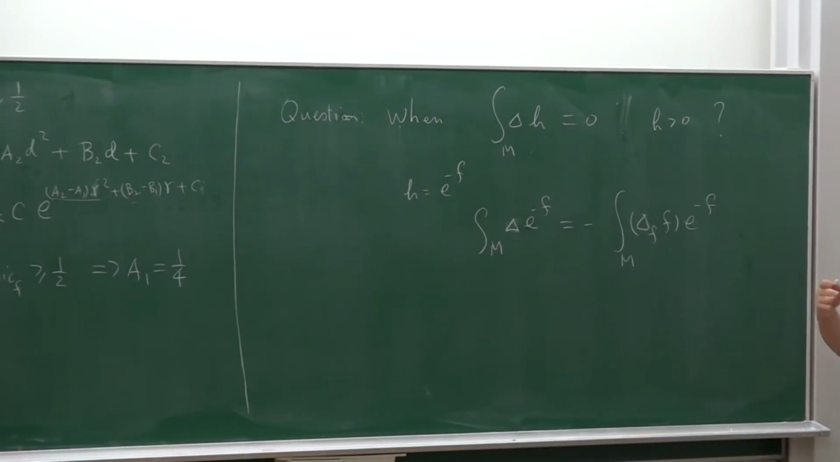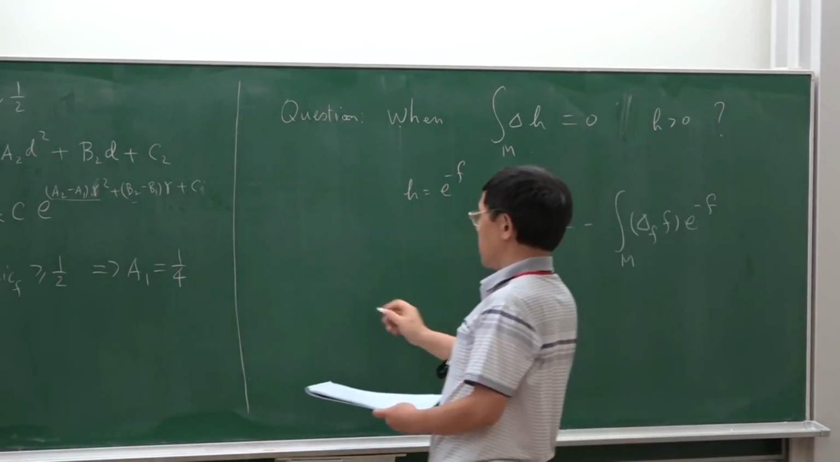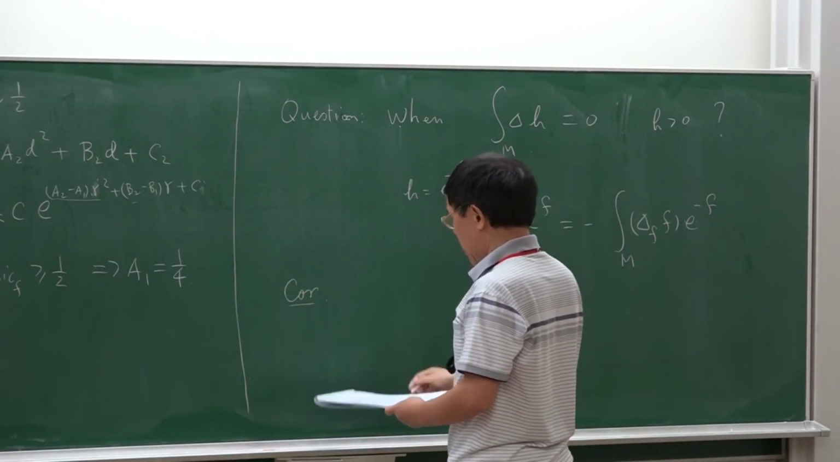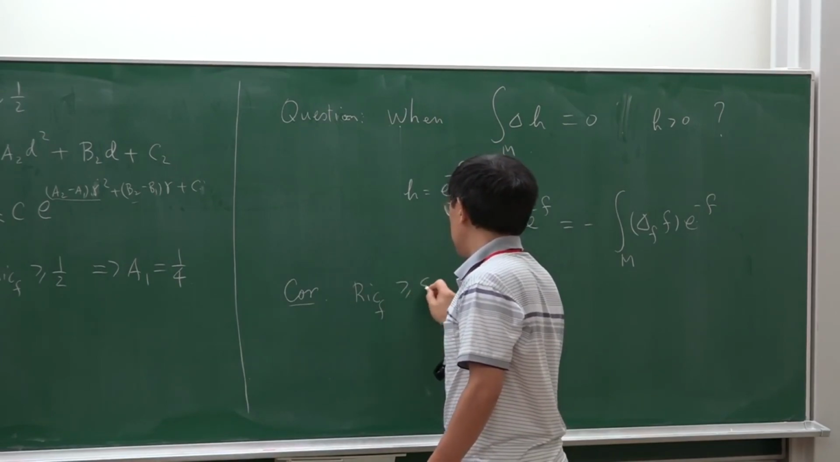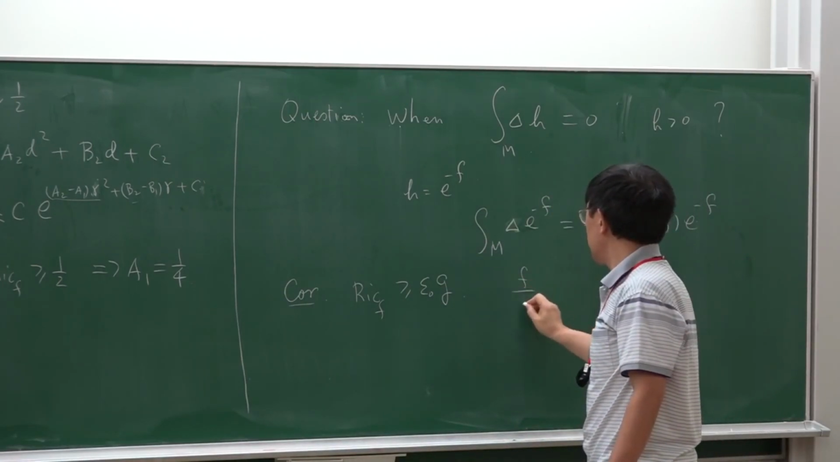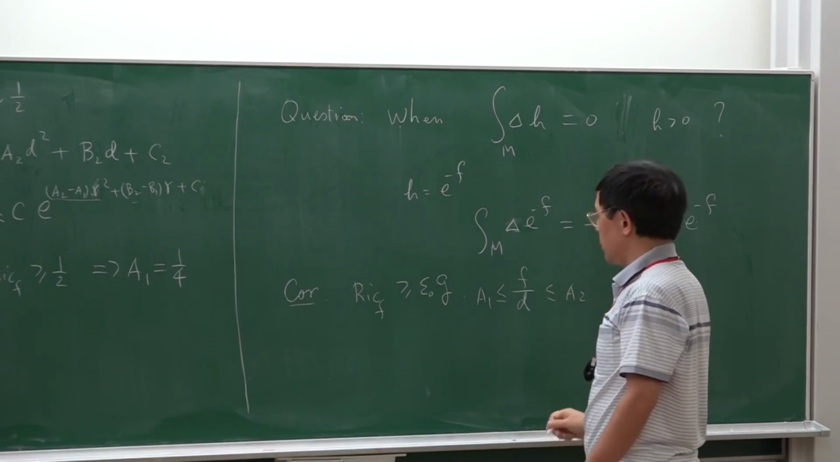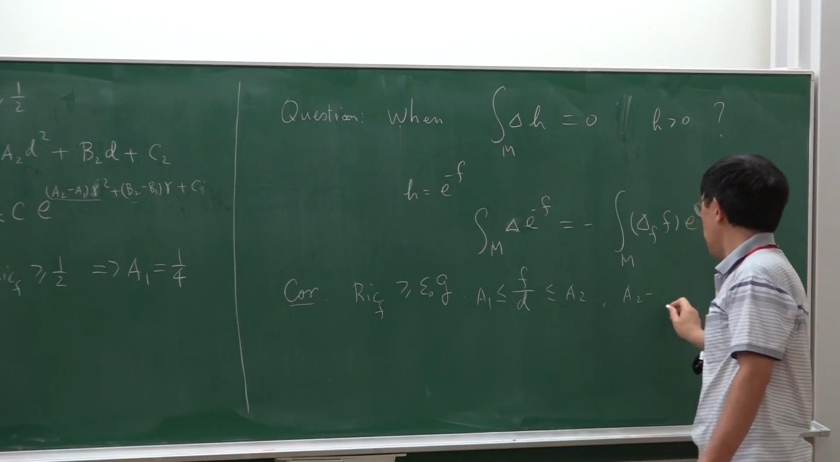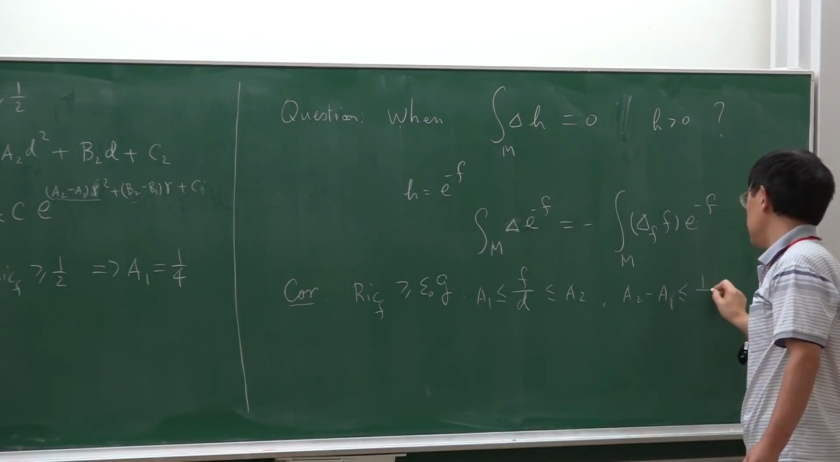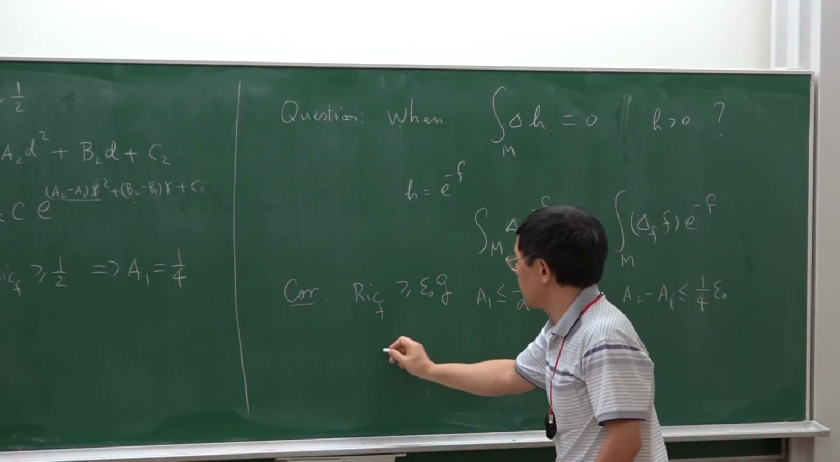So if you take a perturbation of the shrinking soliton, this one guarantees this is also 0. Then a corollary is that Ricci F is bigger than or equal to 0 if f divided by the distance function is bigger than or equal to a1 and less than or equal to a2, if a1 is less than or equal to 1 over epsilon 0 squared.